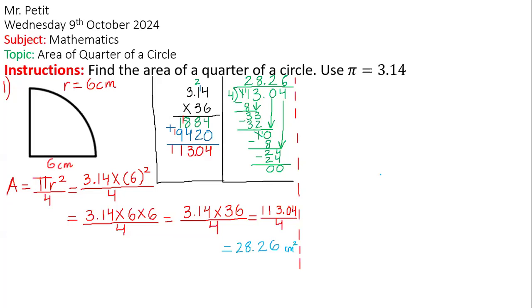I understand it, but how do you get divide by 4? Because it's over 4. We're doing a quarter of a circle now. We're not doing half of a circle anymore. So because of that, we have to divide by 4. Does that make sense? Thank you, sir.